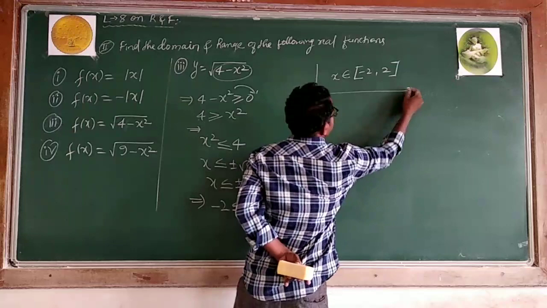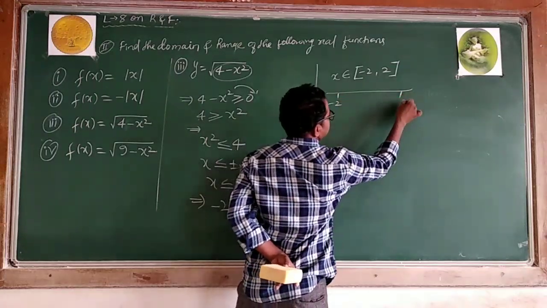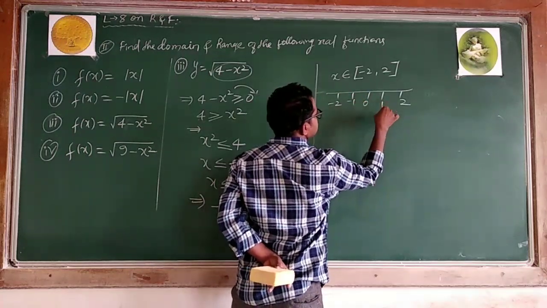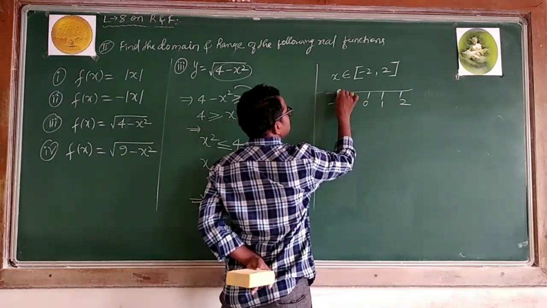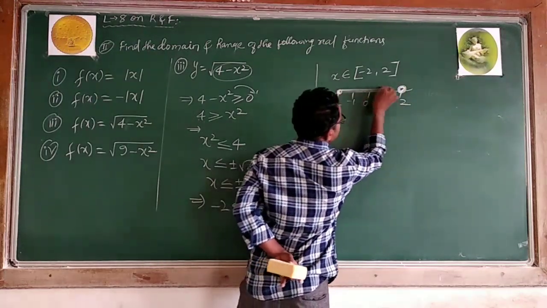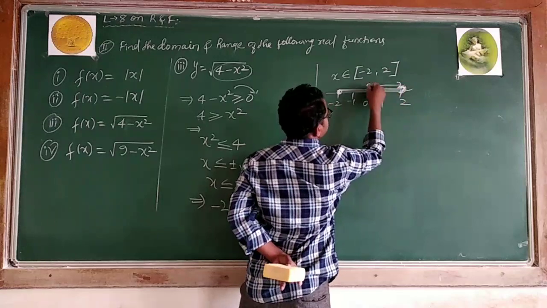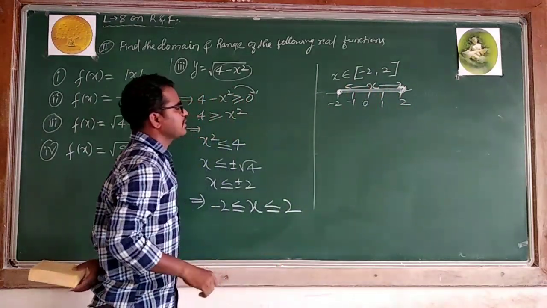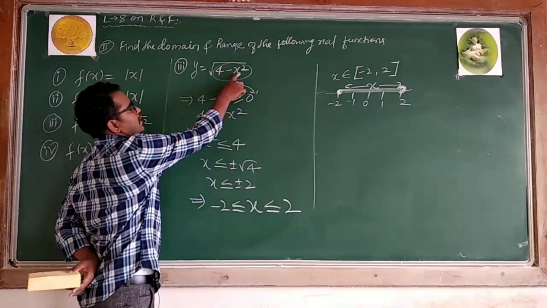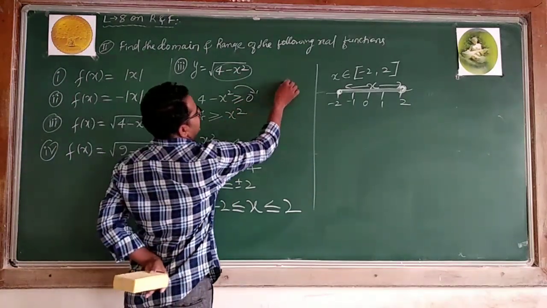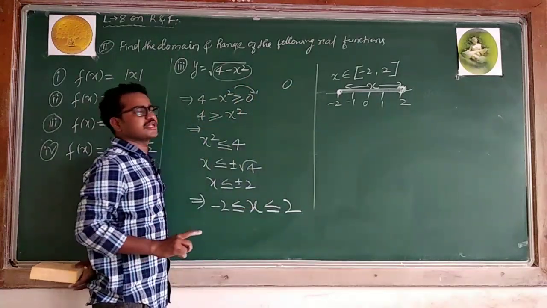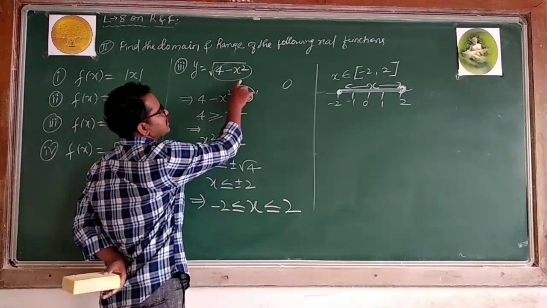On the number line, if it is minus 2, if it is plus 2, in between 0, this is plus 1, this is minus 1. Minus 2 also included, plus 2 also included. This is the x value. What is the range? You can take any value from minus 2 to plus 2. When x is minus 2, minus 2 square is 4, and you will get 0. Plus 2 square, 4, you will get 4 minus 4, 0 only. If you are taking any number, you will get that.